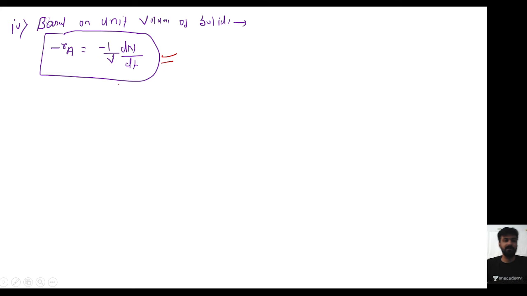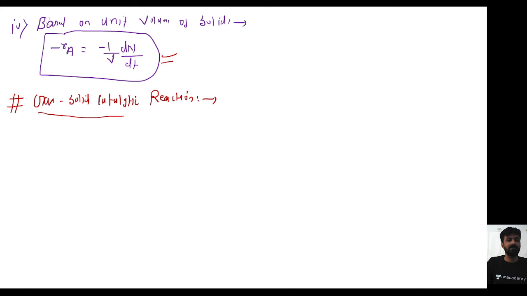Now coming to some theoretical concepts in this topic, that is gas solid catalytic reaction, which is the basics of this topic. One of the best examples for this model is the burning of coal. Coal is a solid bed, and it is burning in the presence of oxygen. The reaction occurring there is called a gas solid reaction. Now try to understand how this reaction takes place.